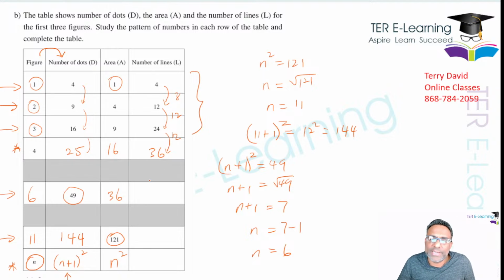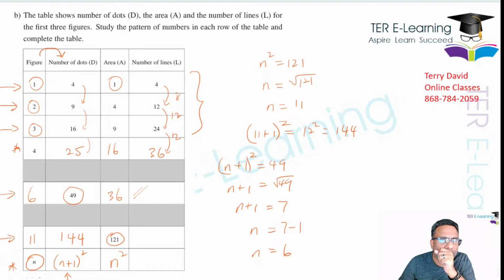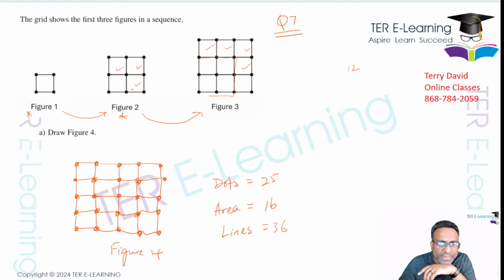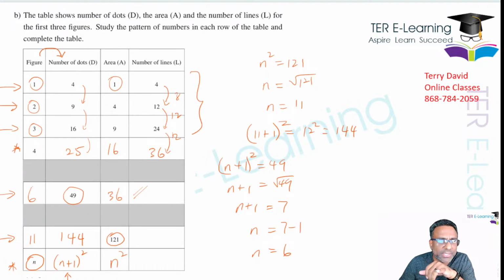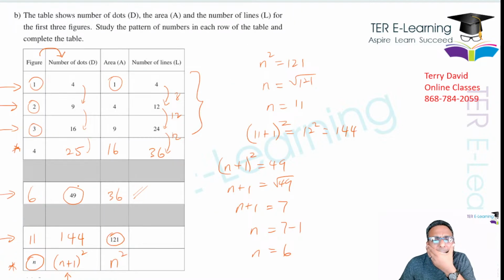Now let me go back to the number of lines. I'm trying to think if I had grayed this out in the original question. Let's check something here. Number of lines in the first one. So we had 4 lines in the first one, right? Then when we jump to the second one, I have 12 in the table. Is 12 correct? 1, 2, 3, 4, 5, 6, 7, 8, 9, 10, 11, 12. Yeah, 12 is correct. And then when I jump to the third one, that will go to 24, right?